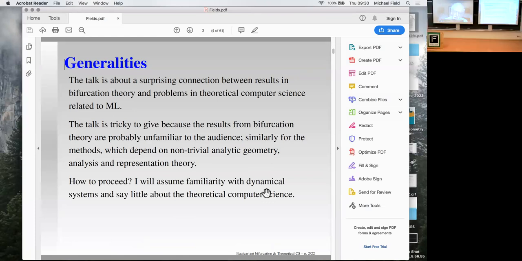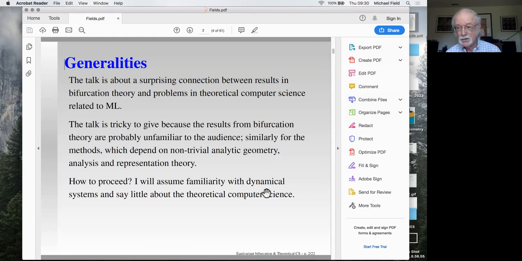Okay, so how to proceed in the talk? What I'm going to do is to assume a little familiarity with dynamical systems and say very little about the theoretical computer science. Though what I say will be said in the next minute or two.